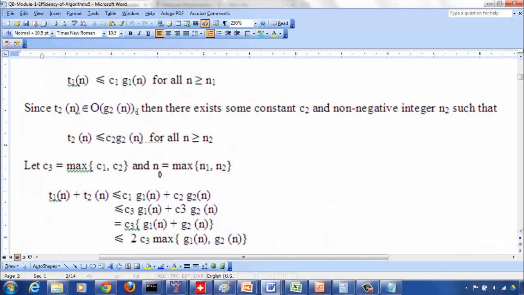T1 is less than C1. Then T2 is less than or equal to C2 for some constant, for any n greater than or equal to n2, right? So now we have T1 plus T2 is less than or equal to big O of the maximum of G1 and G2 for n greater than or equal to some constant n0, which is the maximum of n1 and n2. Okay.